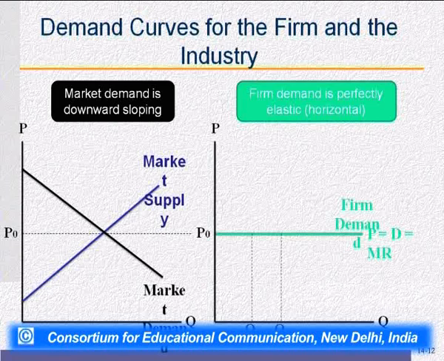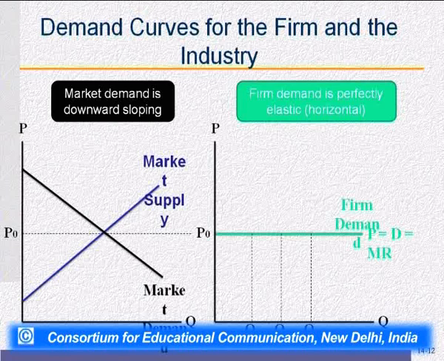As we discussed, firm demand is perfectly elastic in horizontal form, which is called MR, marginal revenue, where the quantity increases, Q1, Q2, Q3, up to Qn, but there is not a single fluctuation of the price level.